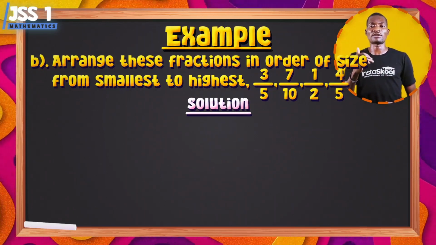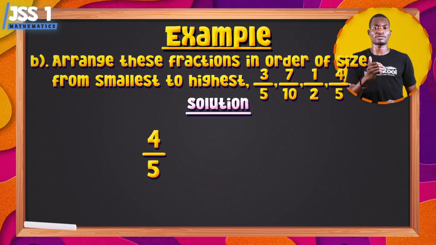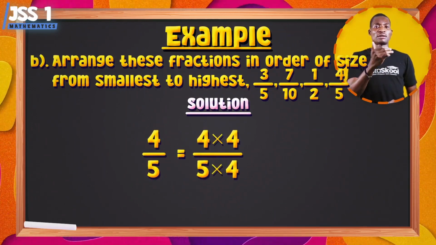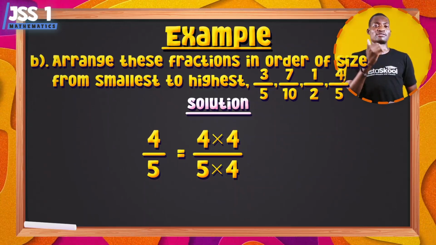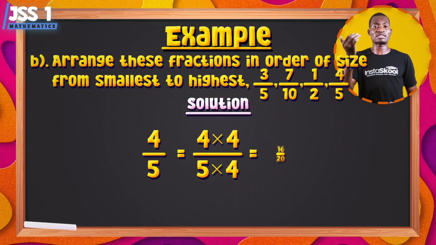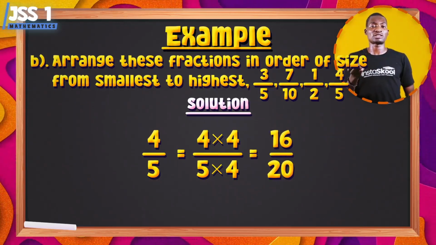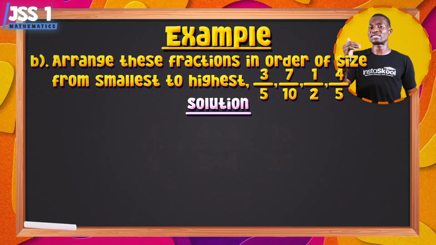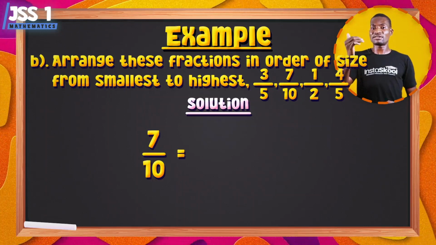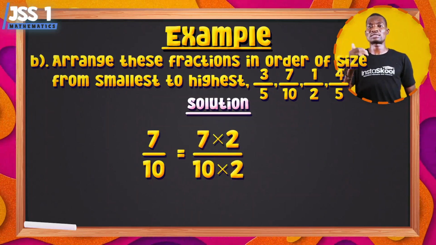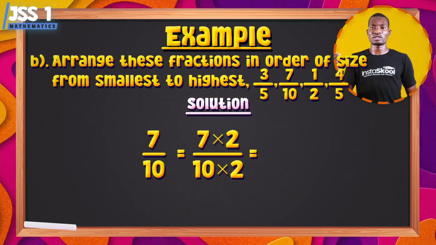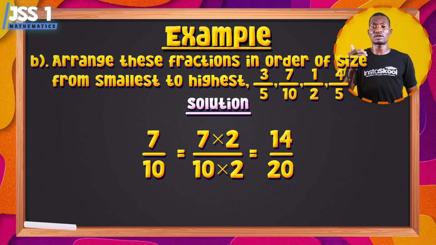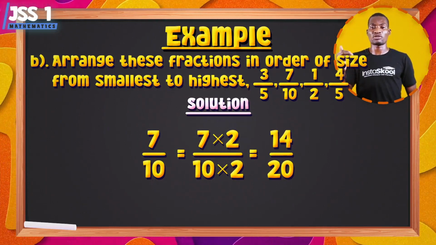The next fraction we have is 4 over 5. That is 4 times 4 all over 5 times 4. 4 times 4 gives 16, 5 times 4 gives 20. That is 16 over 20. And the last fraction we have is 7 over 10. We have 7 times 2 all over 10 times 2. That gives 20. So that fraction, 7 over 10, becomes 14 over 20.